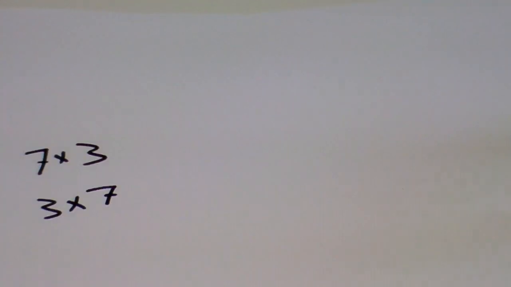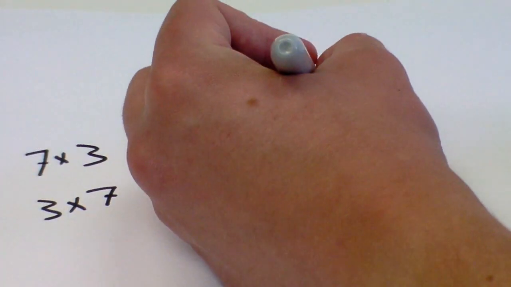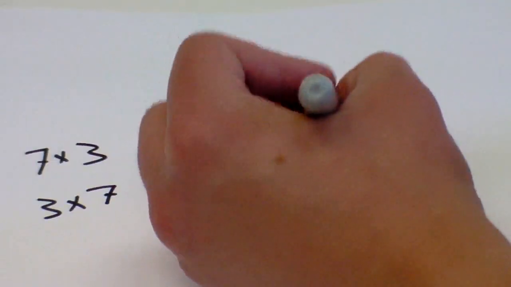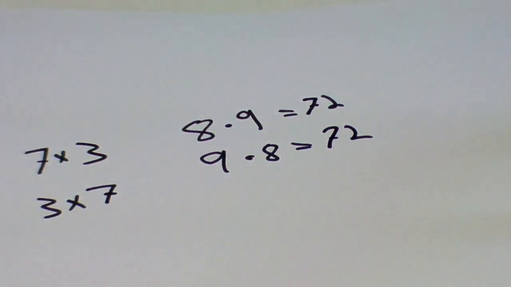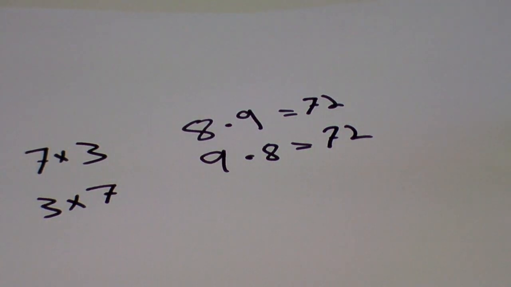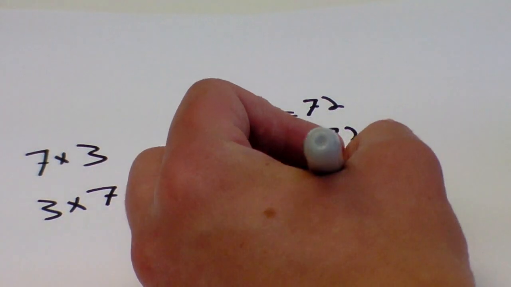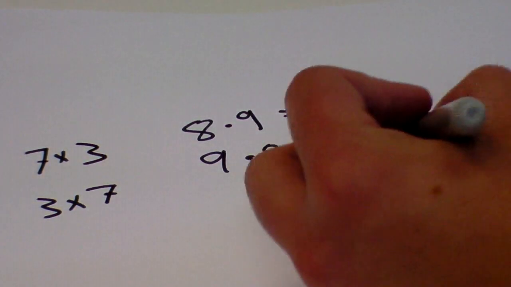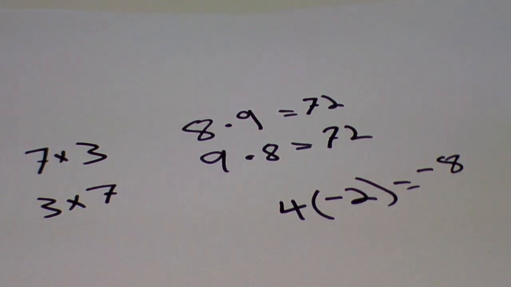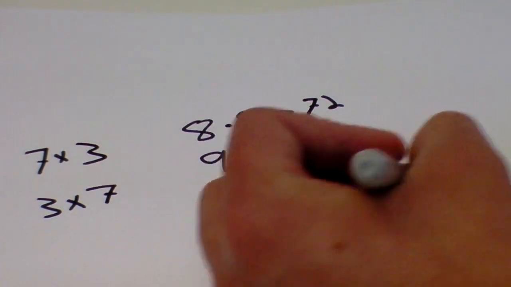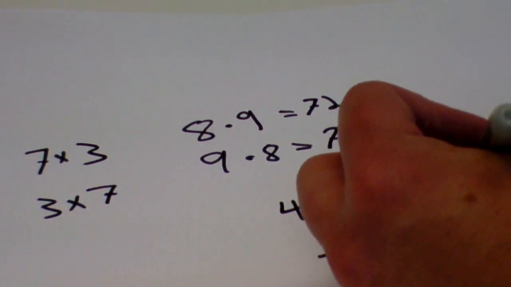We could have 7 times 3, right? And that's going to be 21. But 3 times 7 is also 21. I could have 8 times 9 is 72. But 9 times 8 is also 72. Or I could have maybe, let's see, 4 times negative 2 is going to be negative 8. But negative 2 times 4 is also going to be negative 8.